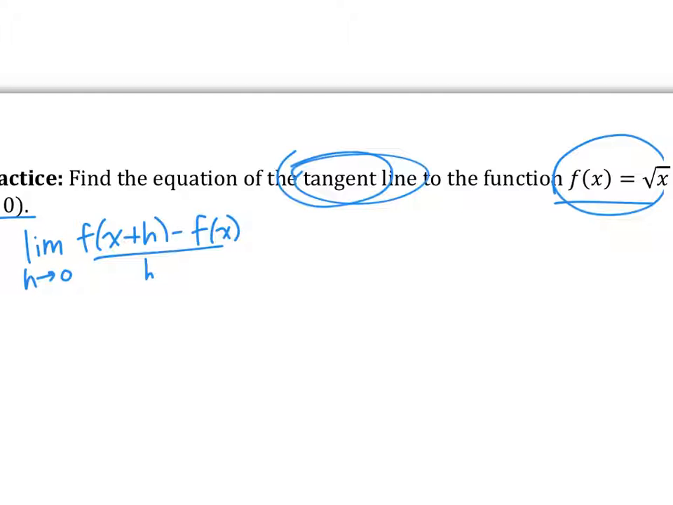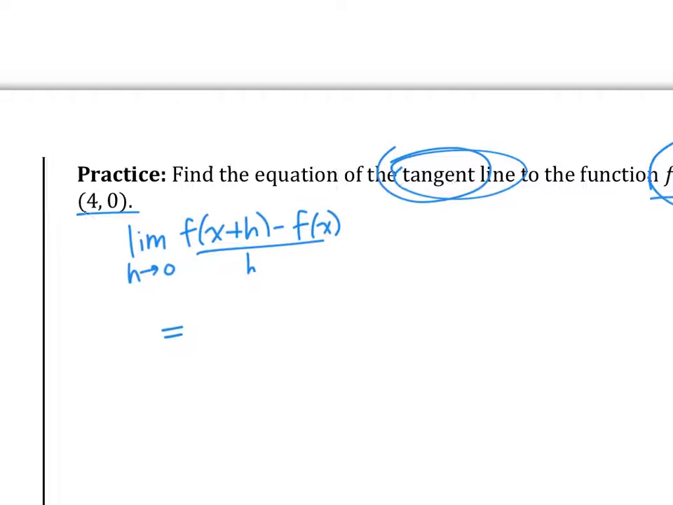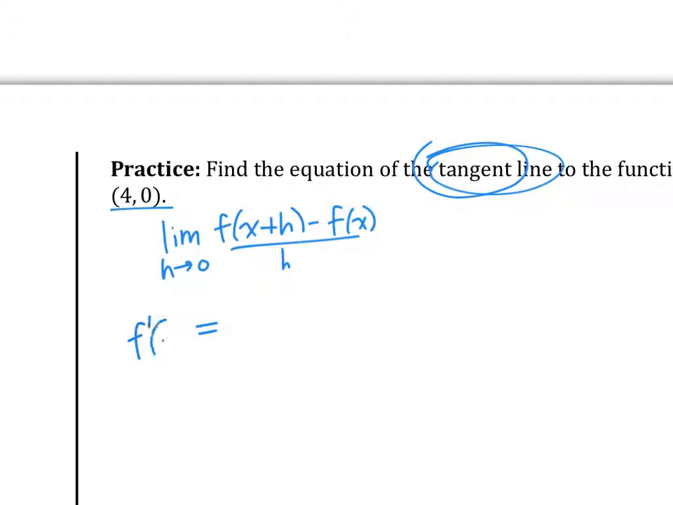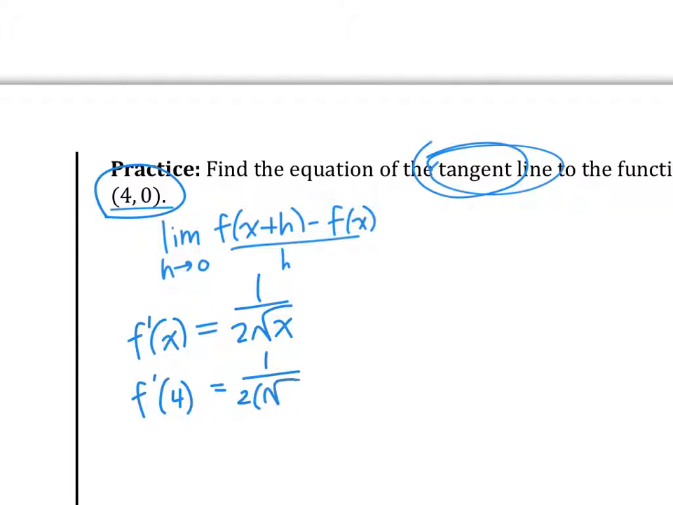All right, so if you find the derivative, which we would write as f prime of x, it's going to be 1 over 2 root x. Now, we want to figure out the slope at this point, which is 4, 0. That means we want to find the slope at 4. So we plug 4 in there, so we get 1/4. So 1/4 is the slope at the point 4, 0.